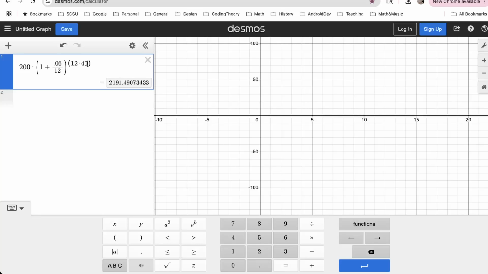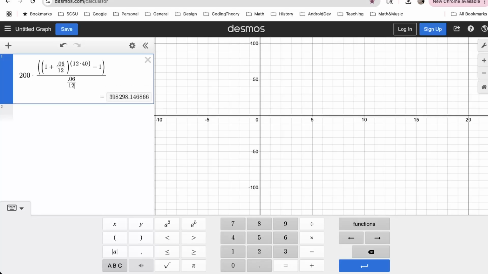And here's where I'm putting in some extra parentheses that didn't appear in the formula, but they're useful in making the proper grouping happen within this. We need that minus 1 to be grouped with the 1 plus the rate to the power thing. All right, and then we're dividing by r over n again, 0.06 divided by 12.